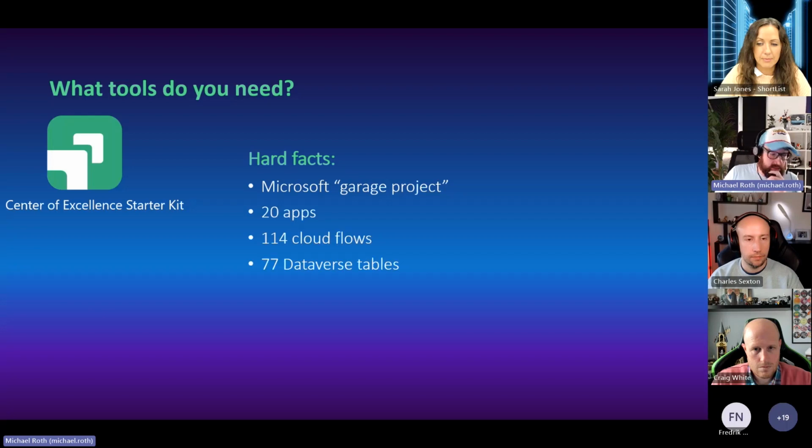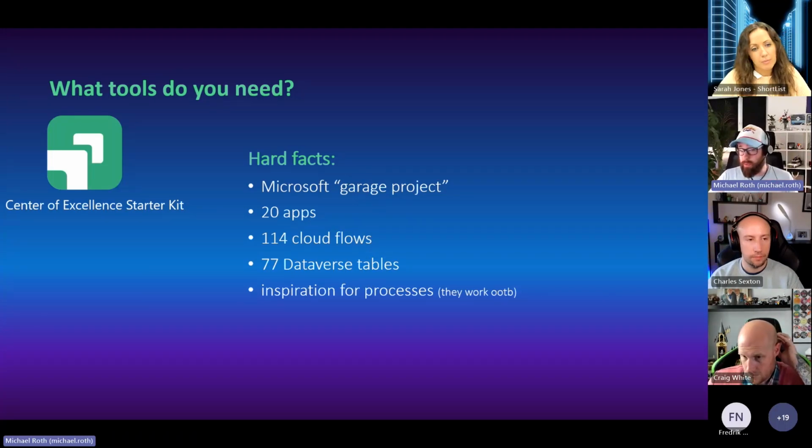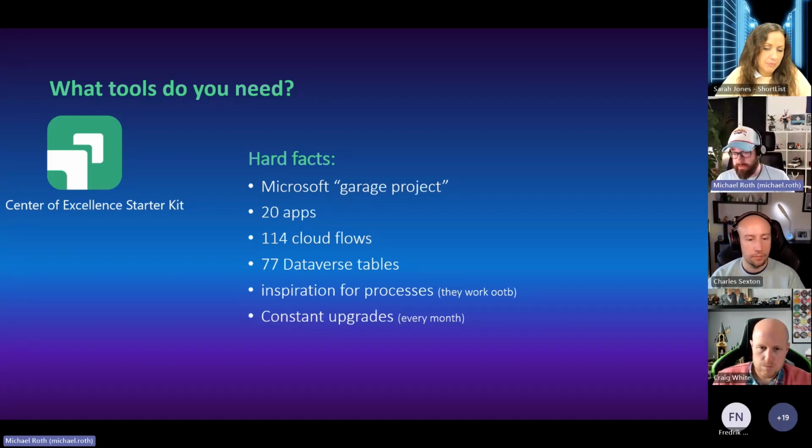This is going to be important later. And what this is, the COE, it's basically a bunch of solutions that consist of right now 20 apps, 114 cloud flows, and 77 database tables that will help you with a governance approach for the Power Platform. They have some inspiration for processes that even work out of the box, like a compliance process or an onboarding process, like welcome new makers, send them an email automatically and assign them their environment, something like that. So this is really cool. Lots of them work out of the box. They get constant upgrades, like every month.